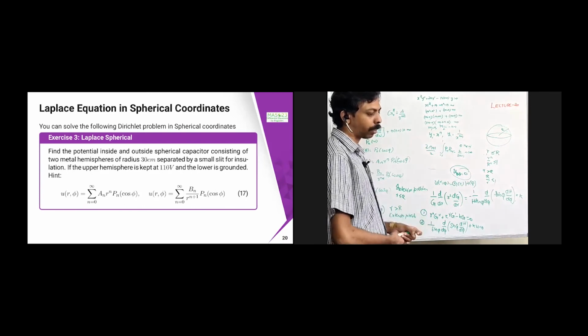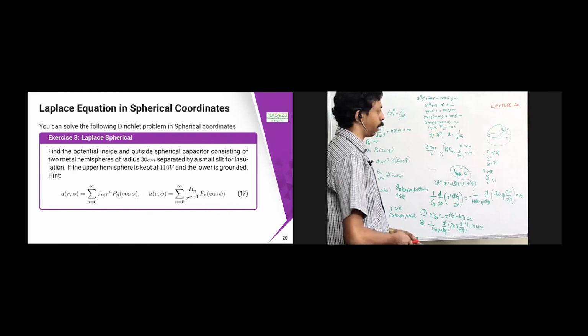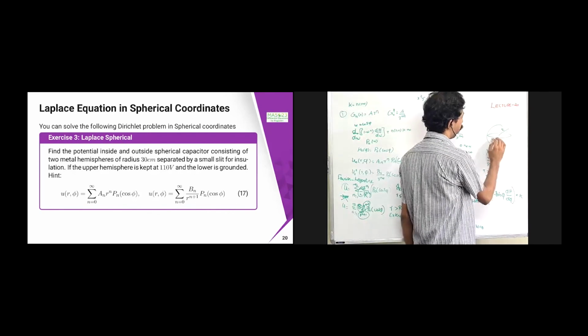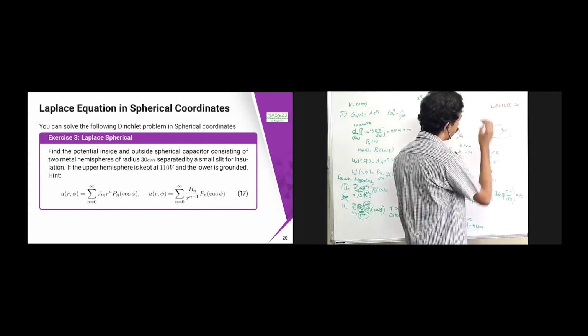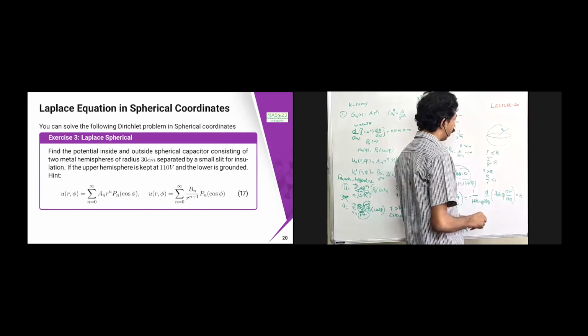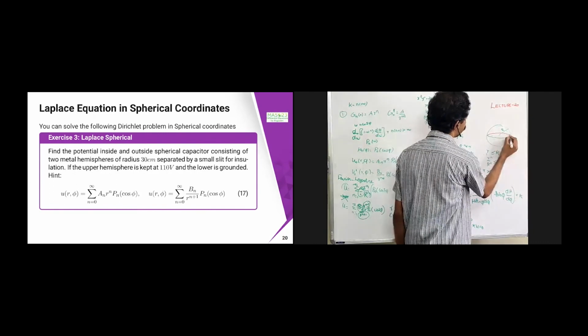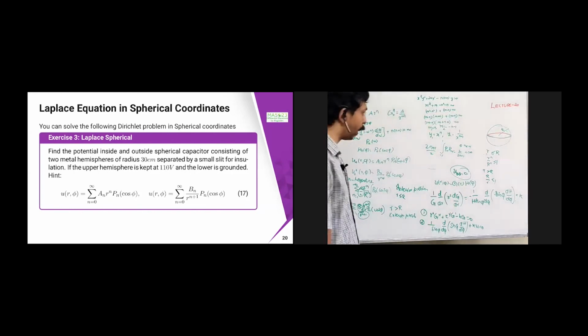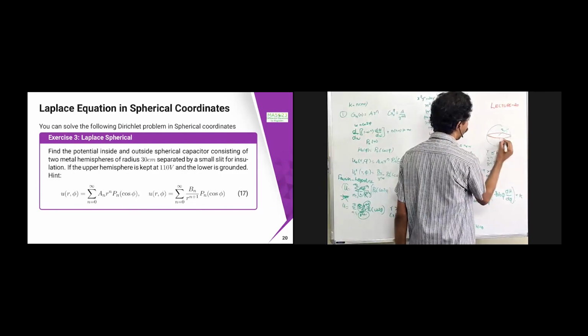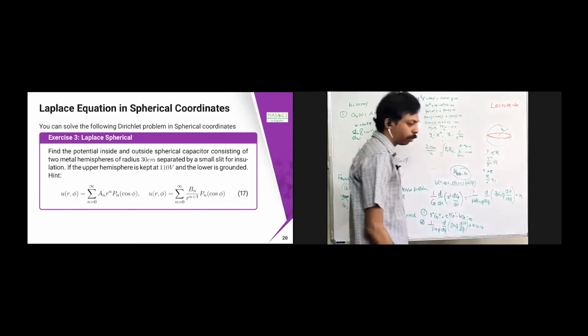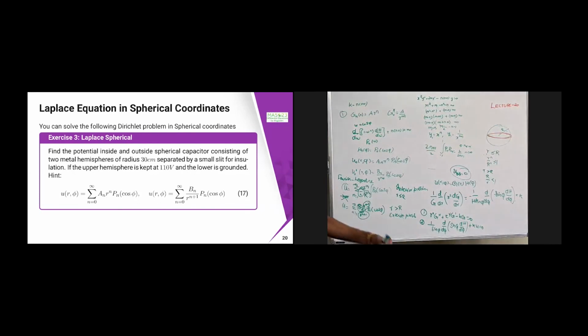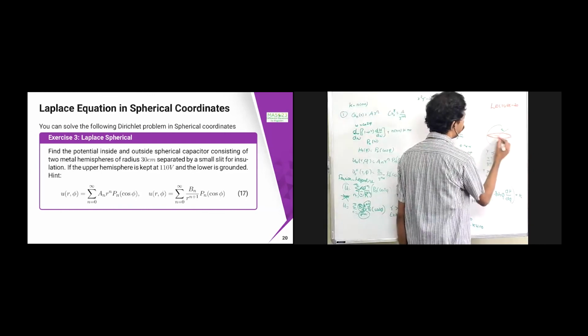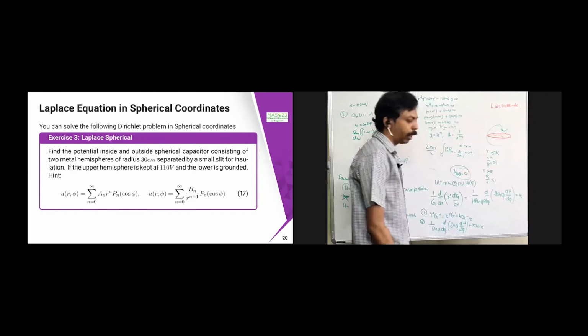In this case, what we are solving is finding the potential inside and outside a spherical capacitor consisting of two metal hemispheres. One is the top one and the bottom one is there. Between them, this line marked in red, a small gap is there. It consists of two metal hemispheres split by a small slit. The slit is, let's say, 30 centimeters, which is a little big only, separated by a small slit which is insulated. So this part is insulated, and then we need to solve this problem.